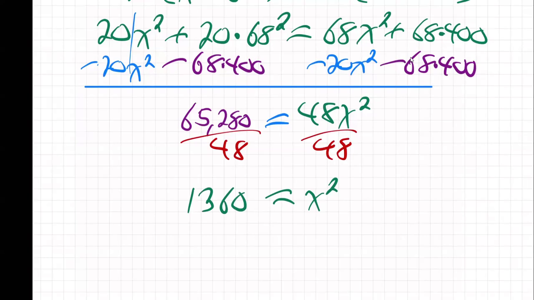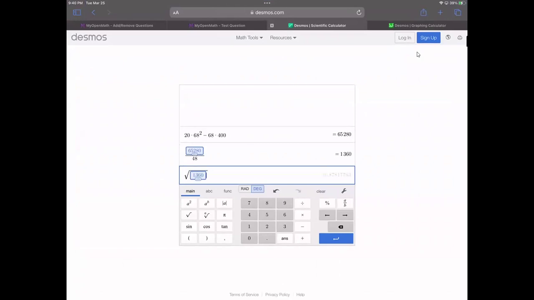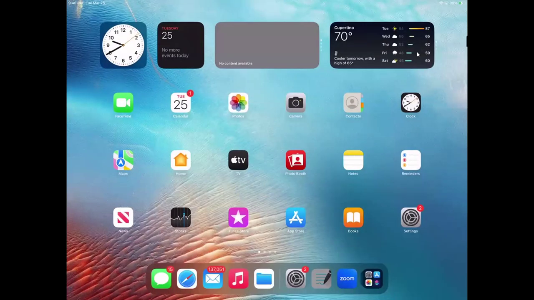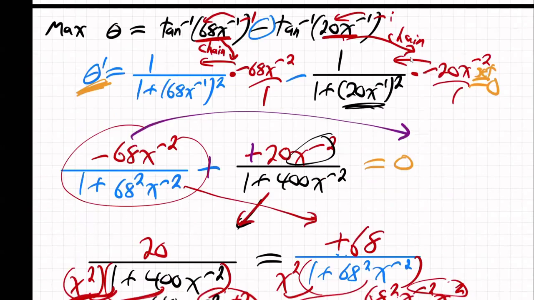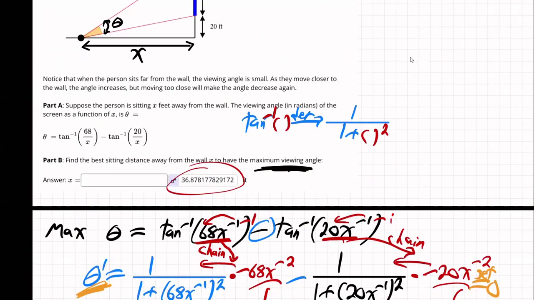Now the last step, you know it. We're going to root it, root it, root it. So x equals the square root of that 1360. So I'll go square root of answer. Boom, there it is, 36.8781. Is that the real answer? 36.8781. Yes, it is. That's the best spot to sit in the movie theater.